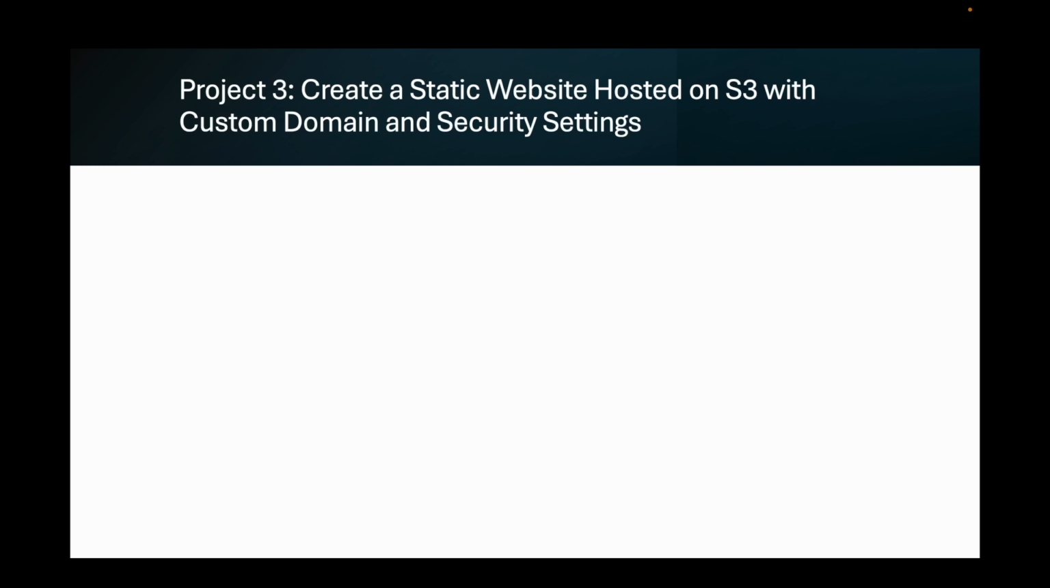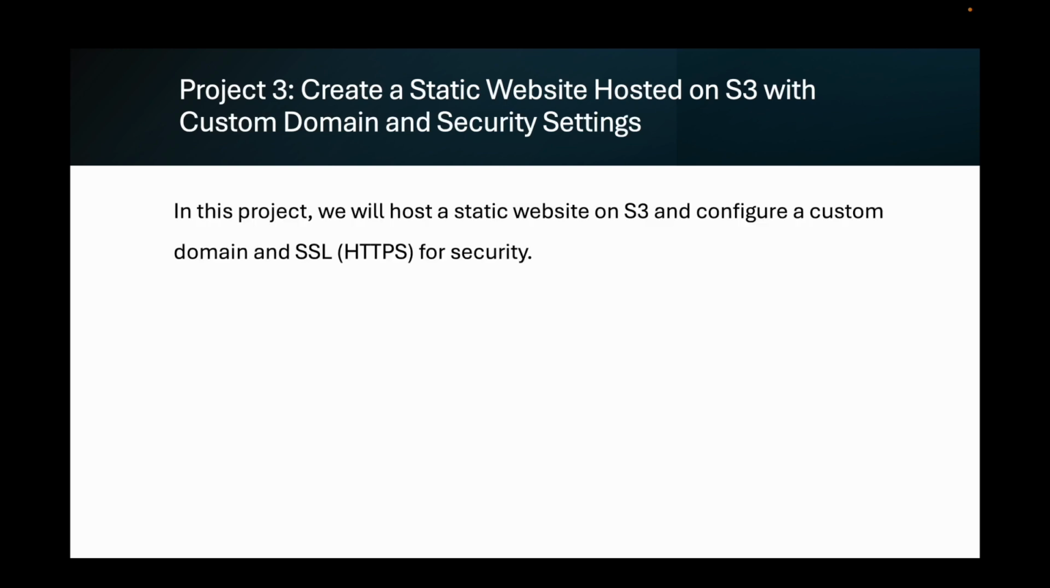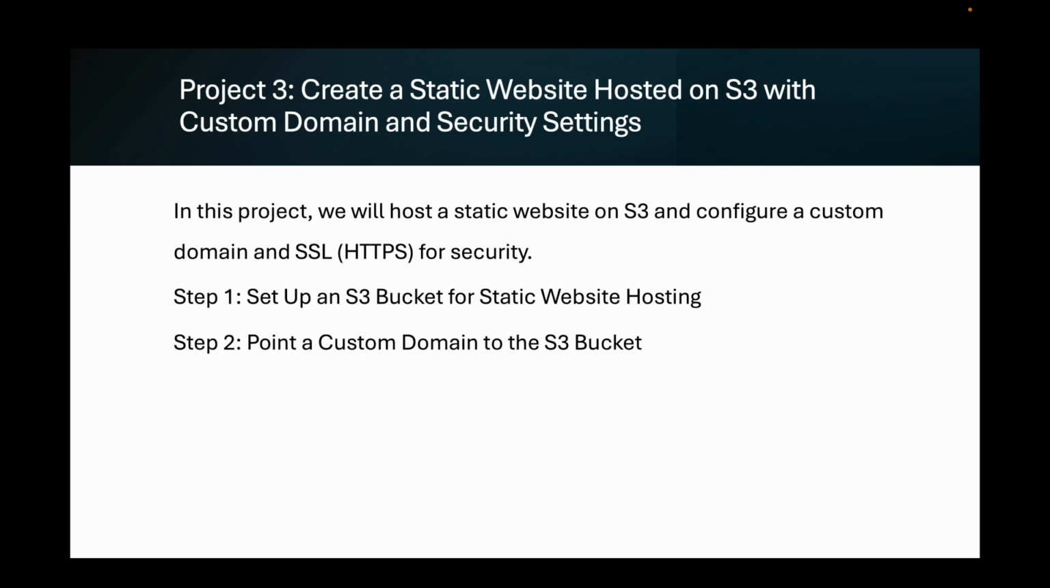Project 3. Create a static website hosted on S3 with custom domain and security settings. In this project, we will host a static website on S3 and configure a custom domain and SSL, which is HTTPS, for security. For step 1, we'll be setting up an S3 bucket for static website hosting. For step 2, we'll point a custom domain to the S3 bucket, and in step 3, we will configure SSL, which is HTTPS. So let's jump into this and start with our project 3.